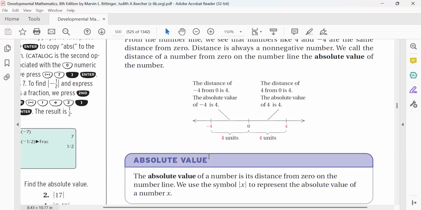So that's the definition. It says that the distance of 4 from 0 is 4 units. The absolute value of 4 is 4. And the distance of -4 from 0 is also 4 units. So the absolute value of -4 is 4. So basically, guys, the absolute value represents the distance from 0. The distance from 0. Very important. This is a very important topic.